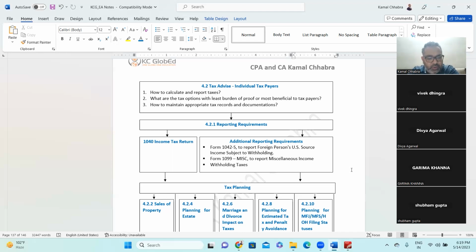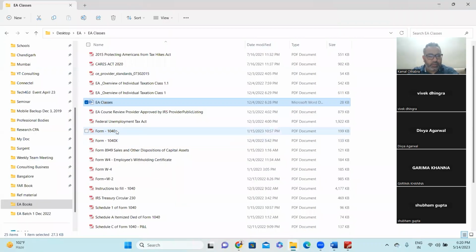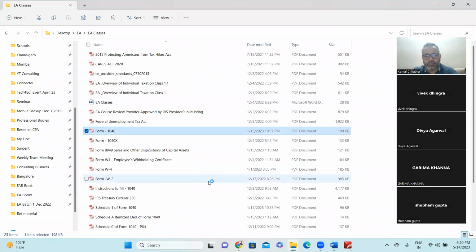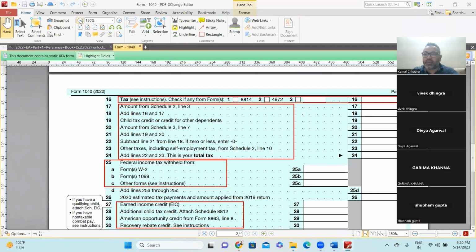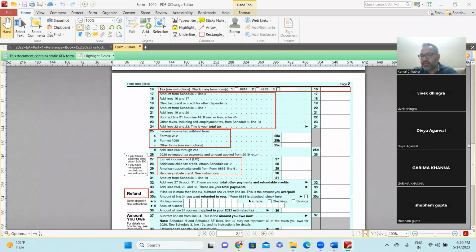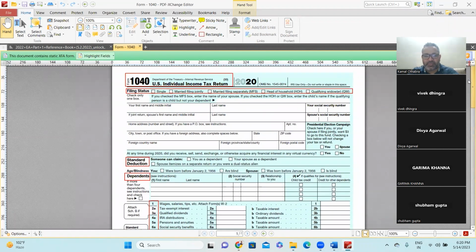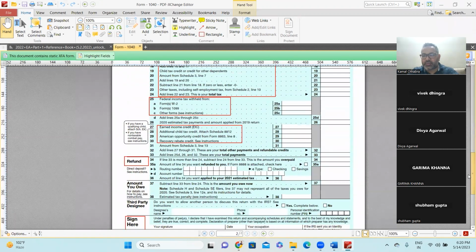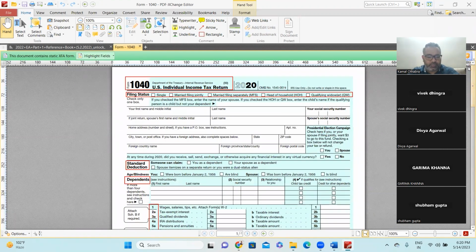Do you remember what 1040 is? What is Form 1040? It's the US individual income tax return. United States individual income tax return. Right, Garima, Vivek, hope you remember that form. We studied it multiple times, and I shared it with all of you in class 1. I think this is Form 1040. Hope you remember this. We have gone through it multiple times. Recall this one.